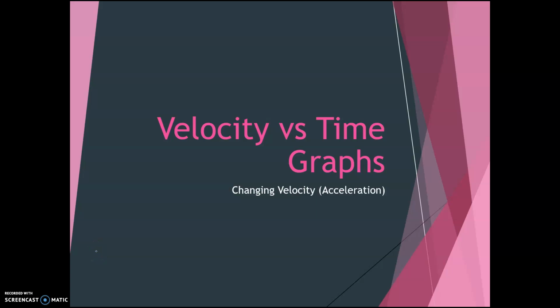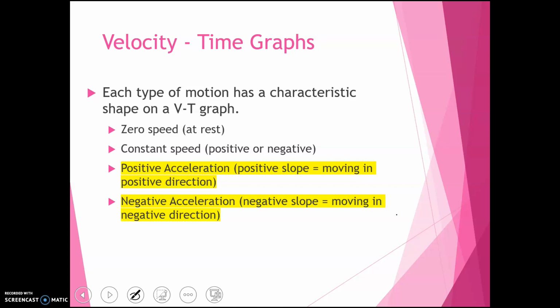All right, we're going to be looking at some velocity versus time graphs. And with these graphs, we're going to review constant motion, but now we're going to be adding in a changing motion or a changing velocity. So remember, a changing velocity means acceleration, and you can have acceleration with either an increase in velocity or a decrease in velocity.